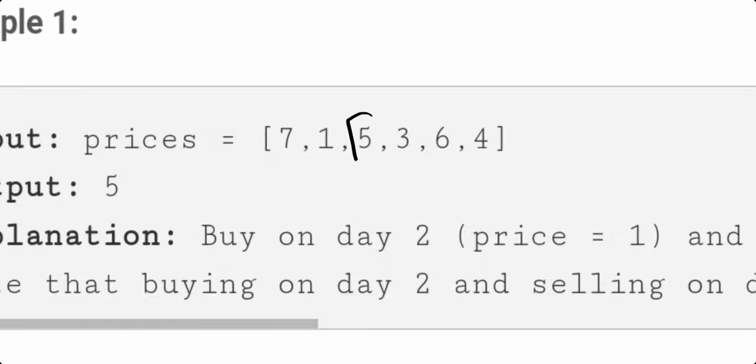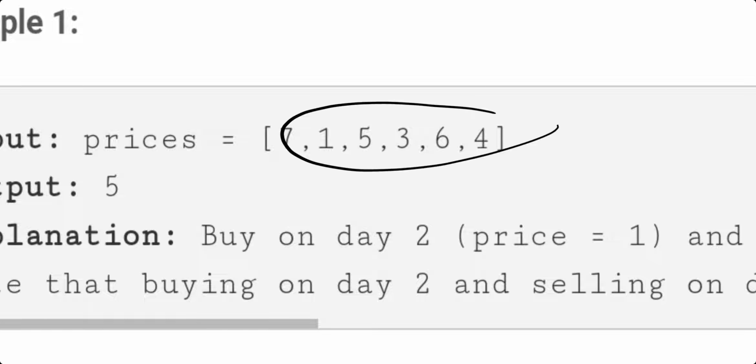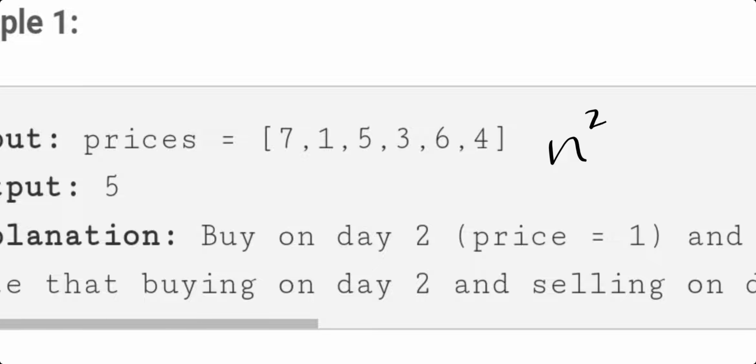Then I'll go to 5 and check the same thing, and again I'll go to 3 and check, and then I'll go to 6 and check. In all of these checks, whichever gives the highest profit will be my final answer. In this case it will take n square time complexity, but we want the answer in O of n complexity.